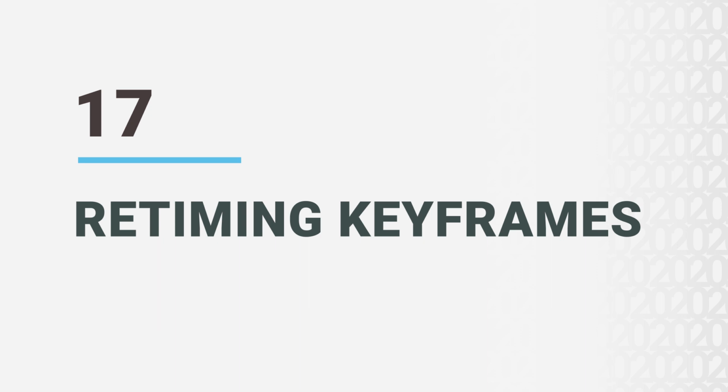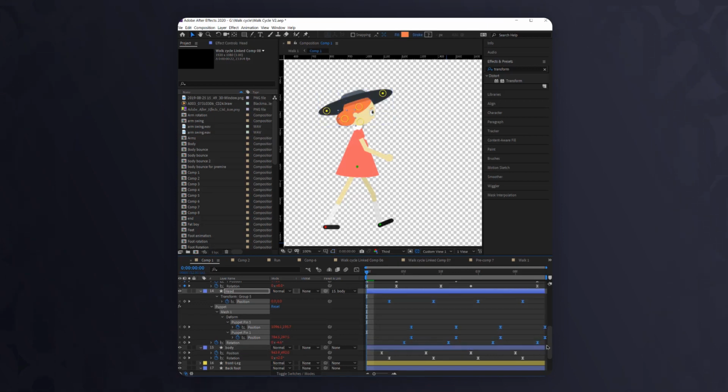Okay, sometimes you've animated a layer, it has a bunch of keyframes, but it needs to either be quicker or slower, and you don't want to have to go in and individually adjust every keyframe. Well, there's a shortcut. You can select all the keyframes, and then either clicking the last keyframe or the first keyframe, while holding Alt, you can drag the keyframes to retime them.